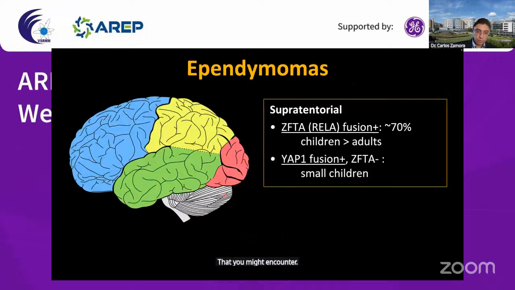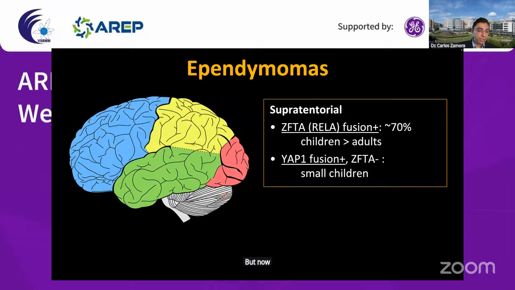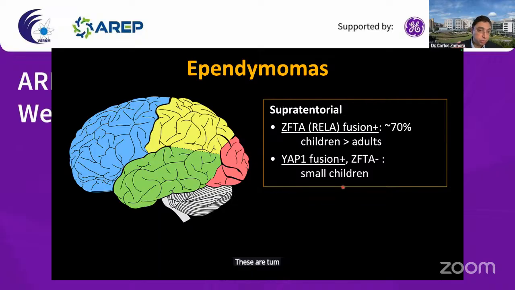So the next major group of tumors is the ependymomas, right? And we used to think about ependymomas as one large entity that can occur in the brain, in the spine, in the posterior fossa. But now, with all the molecular and genetic advances, it has been found that these are essentially different molecular entities, right? Depending on where they occur, right? You have ependymomas that are going to be supratentorial, right? And you don't need to remember this, but there's ones that are RELA fusion positive, there are RELA fusion negative, but they have other types of fusion. These are tumors that only occur in the supratentorial region.